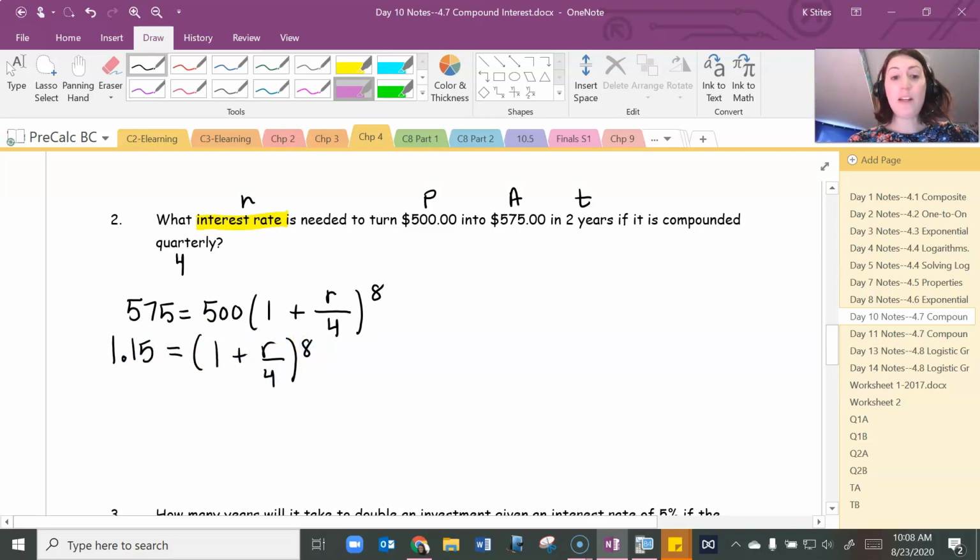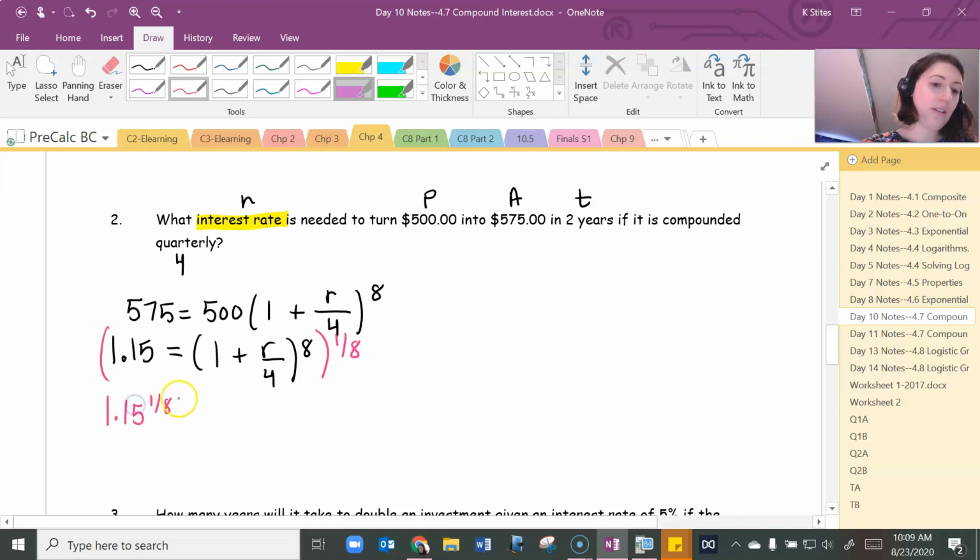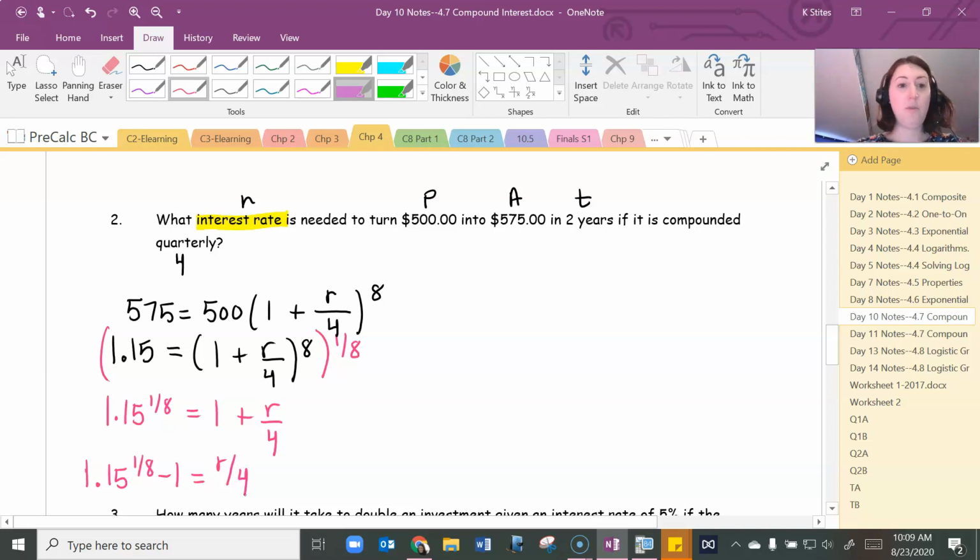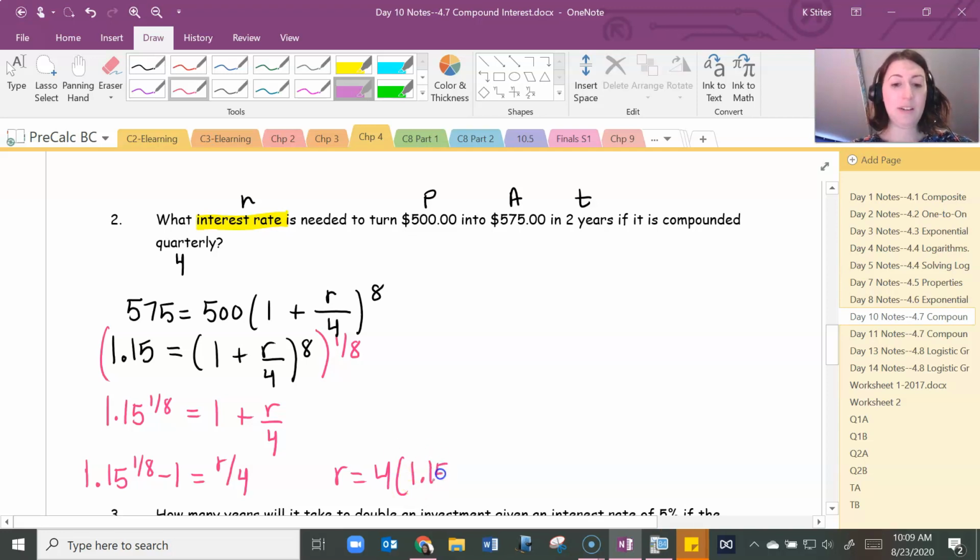Okay, and now what we would want to do is take the 8th root of both sides, or you can write this as raising this to the 1/8 power. And that's going to leave you with this. So then I'm just going to subtract 1, and then multiply everything by 4. And I will type this into Mirror.